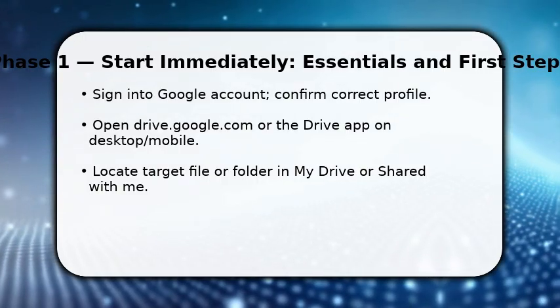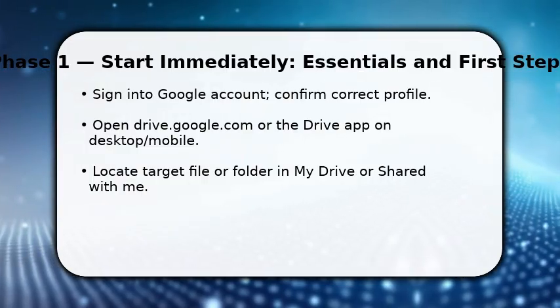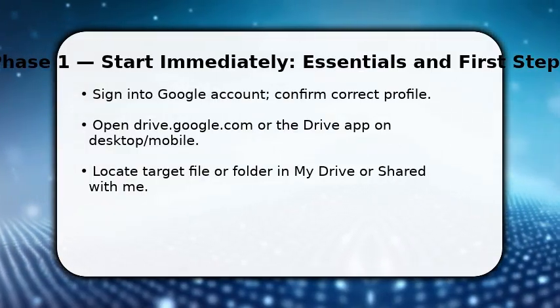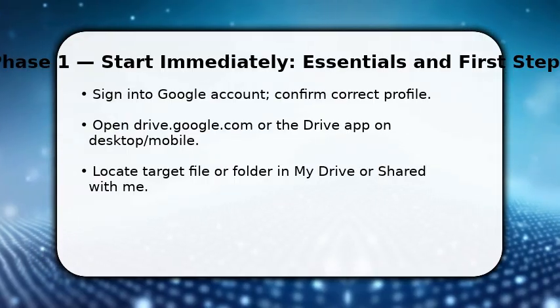Make sure you're selecting the correct version. Duplicate names are common. Once found, pause. This is the point where you prepare to adjust access and create the shareable link.